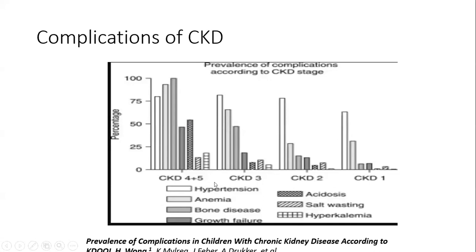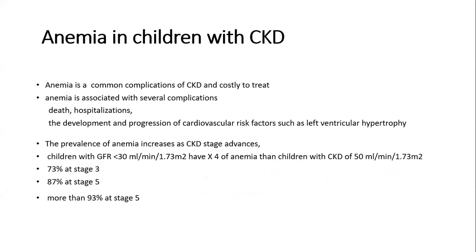You have salt wasting, you have hyperkalemia, which is also increasing, and also bone mineral disease and growth failure. So you find that the more the chronic kidney disease stage increases, the more the complications worsen. Anemia is a common complication of chronic kidney disease, as you observed in the previous figures.